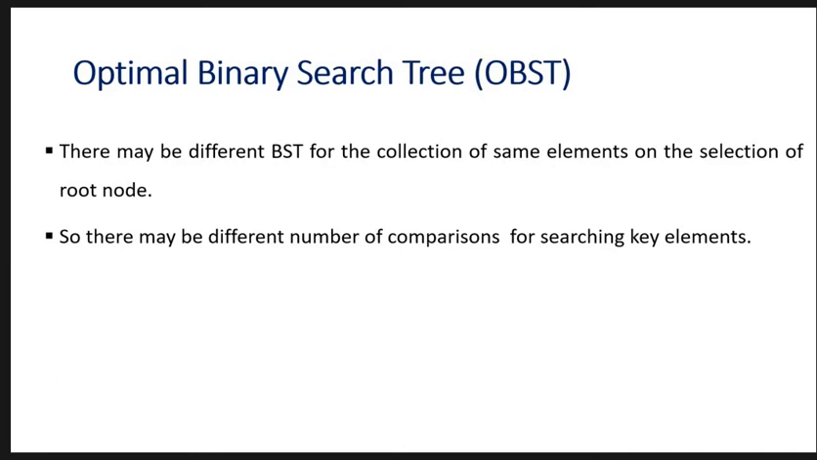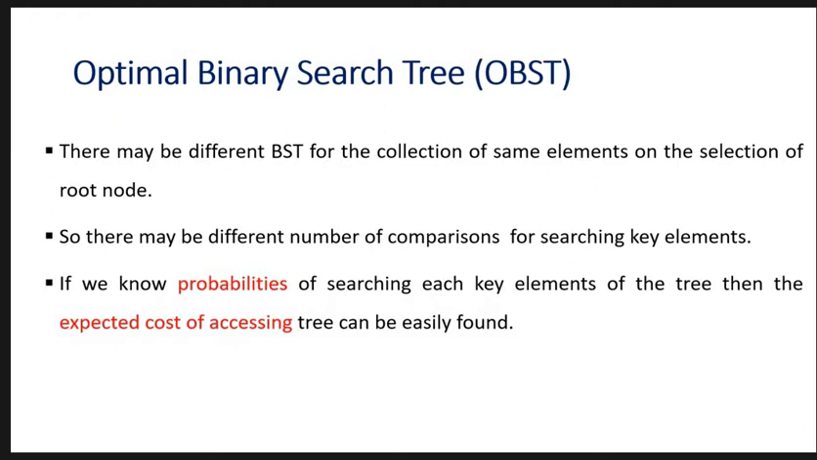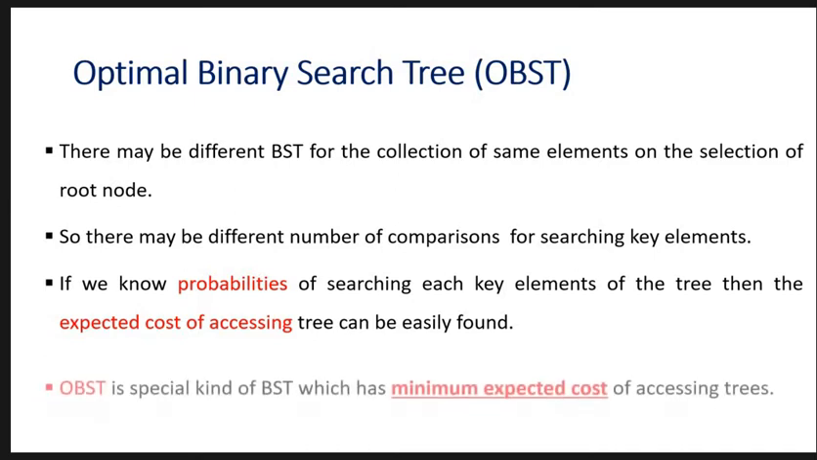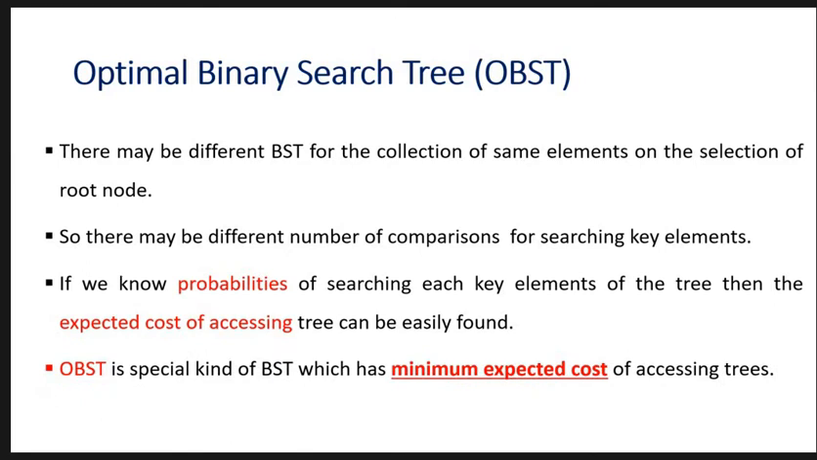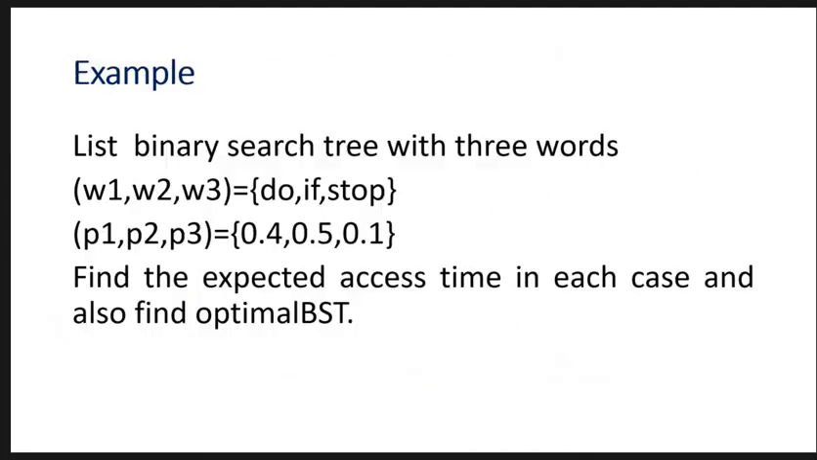So for the same elements you can create different binary search trees by taking a different root. So there are different comparisons for searching a key element. If we know the probabilities of searching each key element of the tree, then the expected cost of accessing the tree can be easily found. OBST is a special kind of binary search tree which has minimum expected cost of accessing the tree, or minimum number of comparisons for accessing the tree.